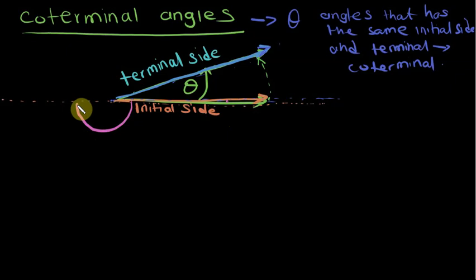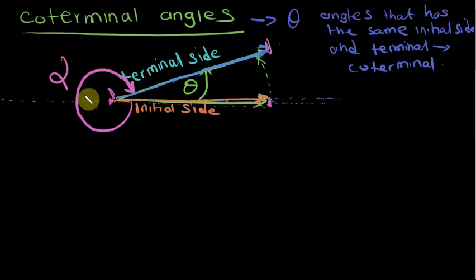From the initial side to the terminal side of theta gives us an angle. So let's call this angle alpha. So looking at angle alpha, it has the same initial side as that of our theta, and it also has the same terminal side as that of our theta.